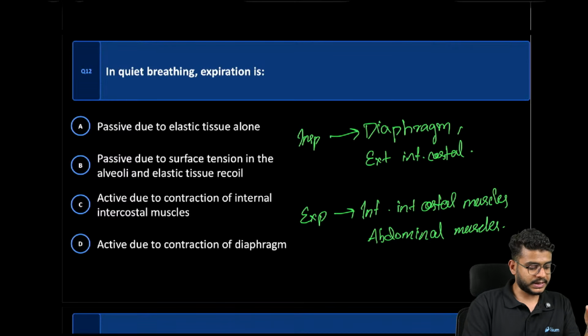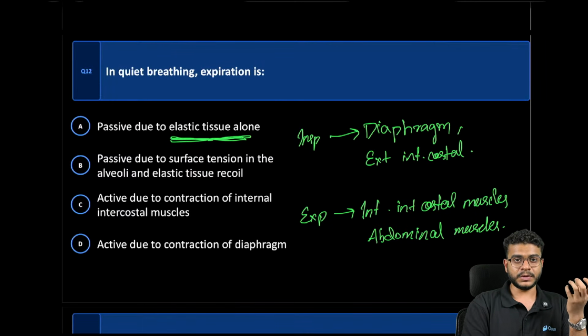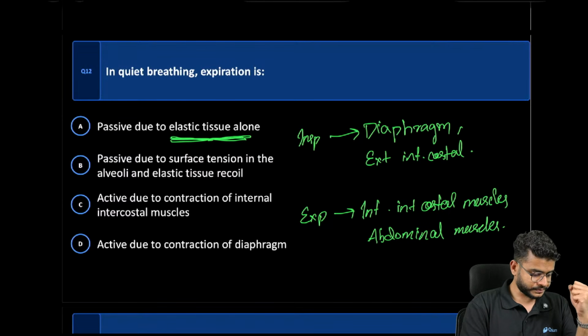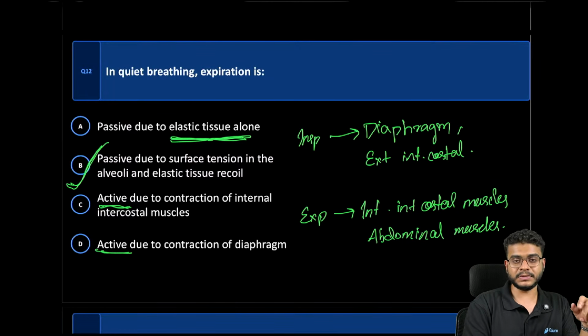See, in quiet breathing, expiration is passive. Not only because of the elastic tissue, it's passive because of the surface tension of the alveoli and the elastic recoil tendency of the lungs. Okay, so the option will be B, passive due to surface tension in the alveoli and elastic tissue recoil. Okay, C and D are wrong because expiration is not an active process.